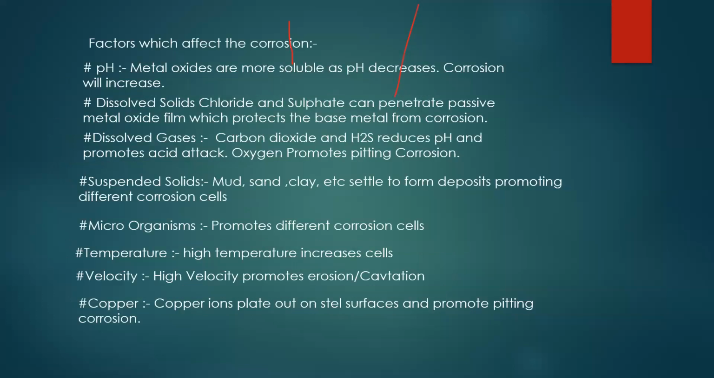So the next one is factors which affect corrosion. What are the factors which affect the corrosion? Metal oxides are soluble as pH decreases, right? Yes, because your solution is getting acidic, and corrosion will also increase. Dissolved solids, chloride and sulfate, can penetrate the passive metal oxide film, which protects the base metal from corrosion. So if you have dissolved chloride and sulfate, then they can go into the grain structure and damage the metal.